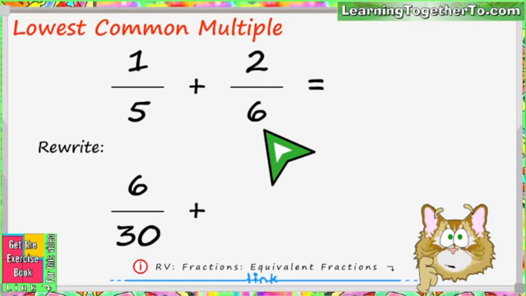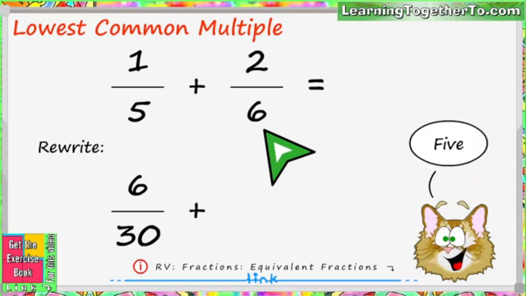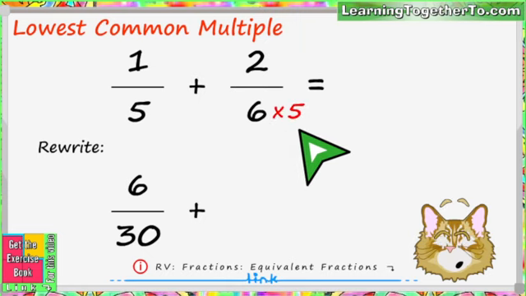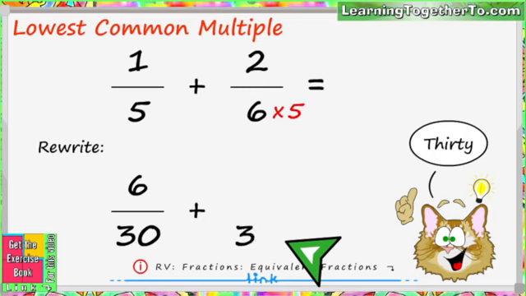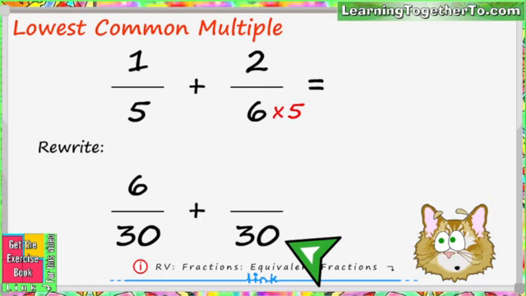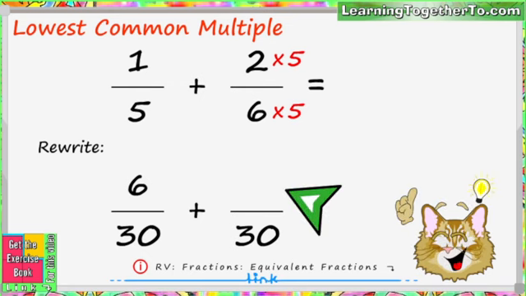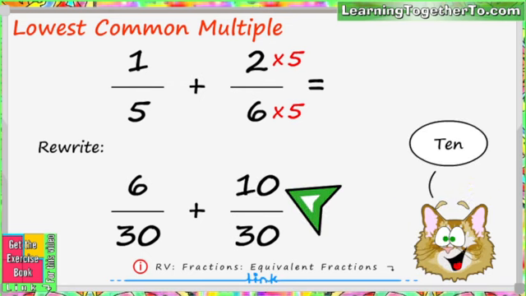What do we need to multiply 6 by to change it to 30? 5. Nice job, Frank. 6 times 5 is equal to 30. Very good, Frank. Remember, Frank, whatever we multiply the denominator by, we must also multiply the numerator by. If we multiplied the denominator by 5, we must also multiply the numerator by 5. 2 times 5 is equal to 10. Excellent, Frank.